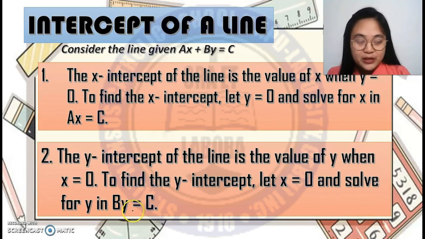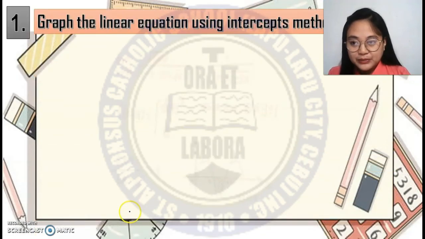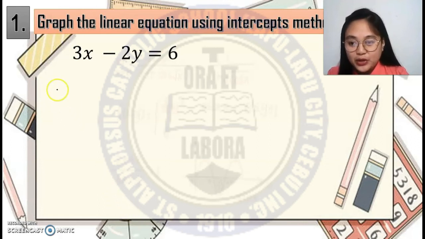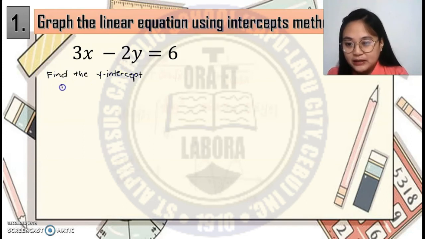So for you to understand better, grade 8 math learners, let's have examples. Graph the linear equation using the intercepts method. Given 3x minus 2y equals 6. What you're going to do first is find the y-intercept. In finding the y-intercept, class, we're going to let x be equal to 0. So it will be 3x minus 2y equals 6, and change x to 0.